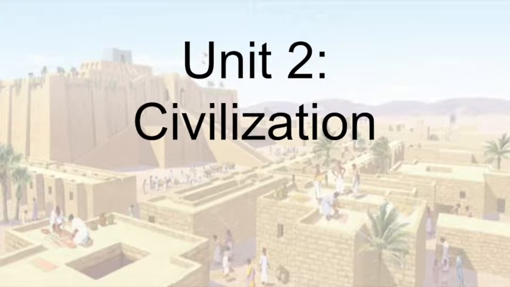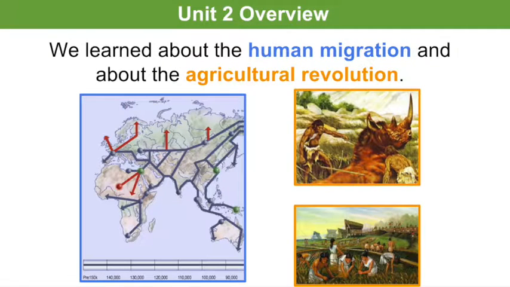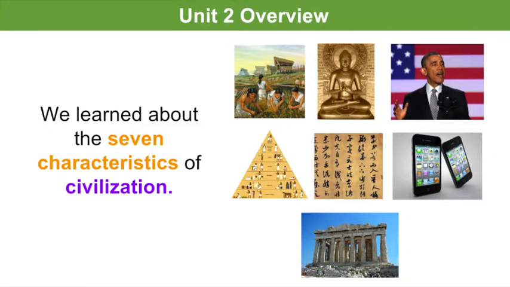Unit 2: Civilization. In Unit 2, we learned about how archaeologists study artifacts to learn about the past. We learned about human migration and about the agricultural revolution. We learned about the 7 characteristics of civilization.